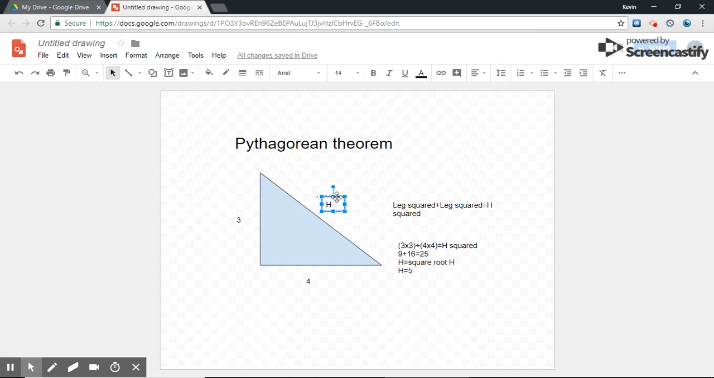Now to find h. Well, h equals the square root of h squared, because the square root and the square, which is 25, cancel out with each other. So when you use the square root, you have to cancel out the square, leaving you with h. So we know that h equals the square root of h squared. So therefore, the square root of 25 would equal 5. So that's the Pythagorean theorem.